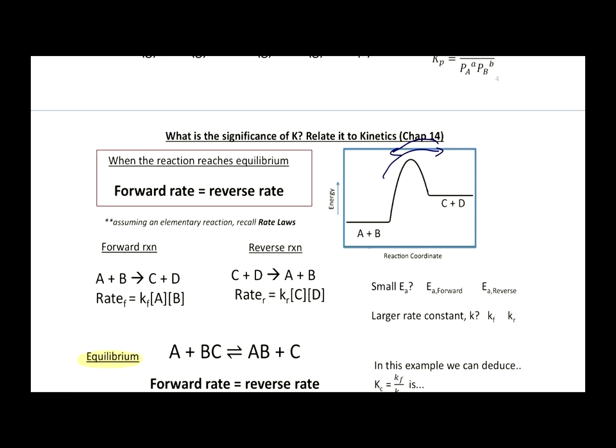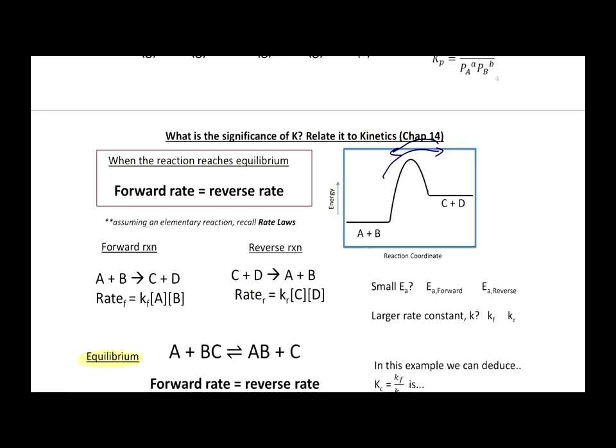And so you don't see a net change on either side. You just see those two rates kind of cancel each other out, so to speak. So you don't see an overall change in concentration on either side. All right, so forward rate, reverse rate.